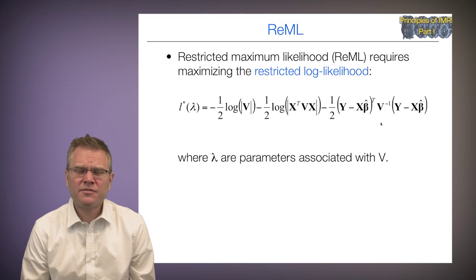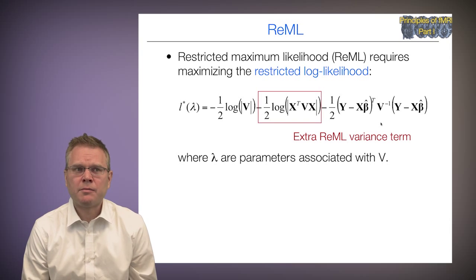Restricted maximum likelihood is very similar to maximum likelihood. It's just that we simply have an additional REML term, a restricted maximum likelihood variance term. So basically, it's the same sort of procedure. We need to maximize this. We need to find the value of V that makes this term as big as possible.